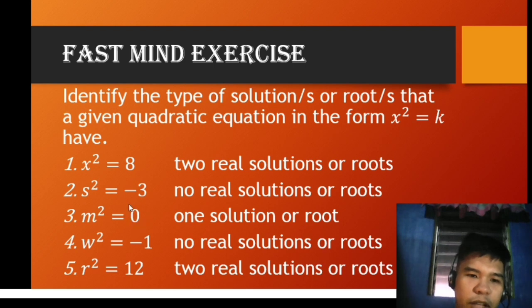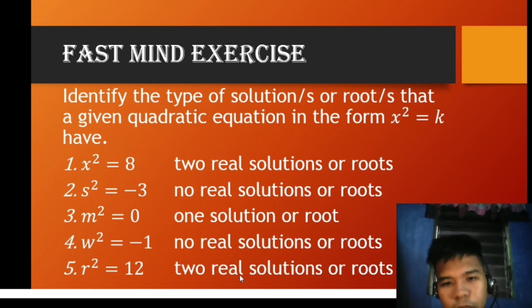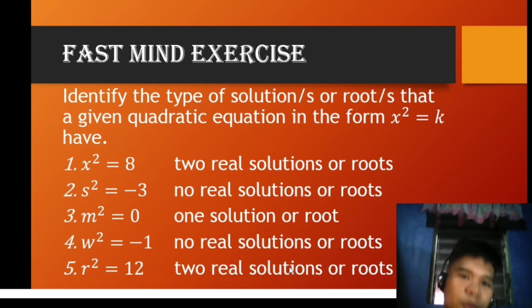So since the value of k is 0, then therefore we have one solution or root. Next, we have the value of k, which is negative 1, in w squared equal to negative 1. It has no real solutions or roots since the value of k is less than 0. And then we have r squared equal to 12. As you can see, positive 12 is greater than 0. So therefore, it has two real solutions or roots.